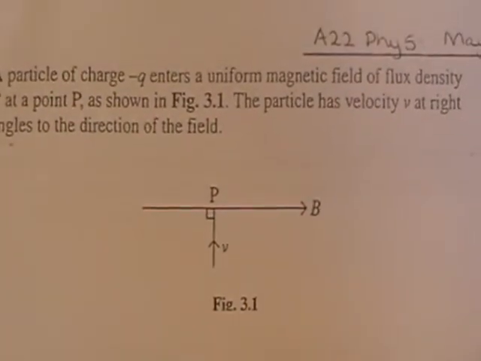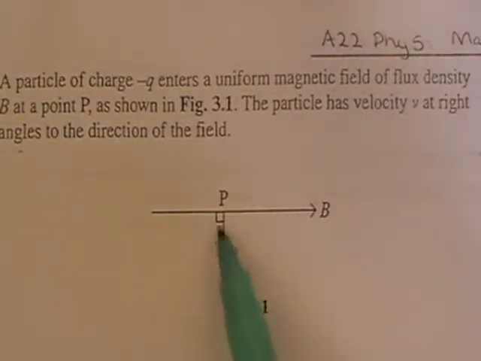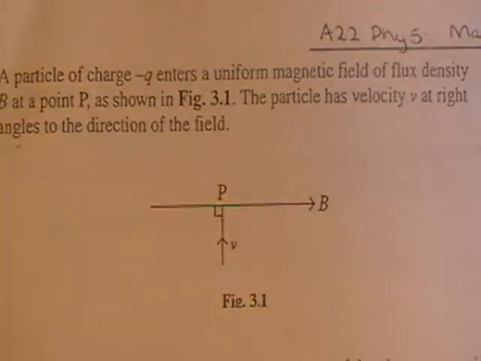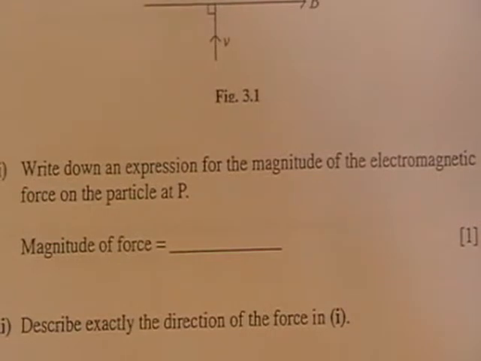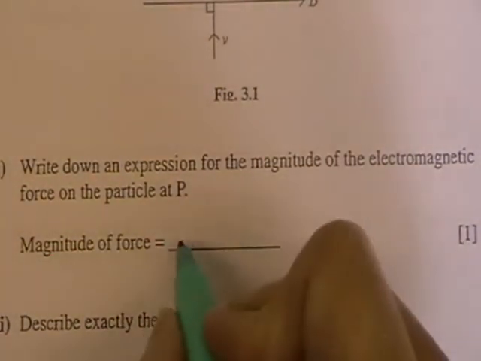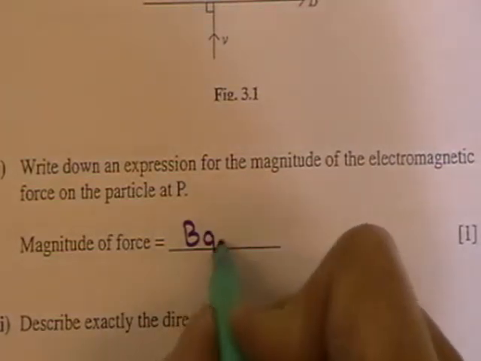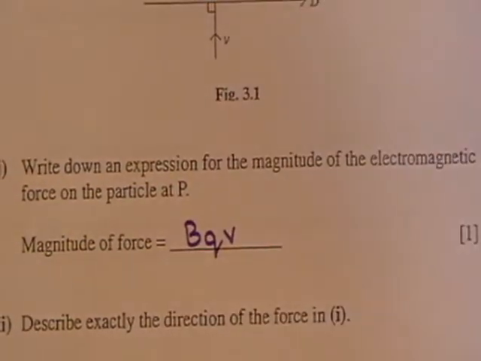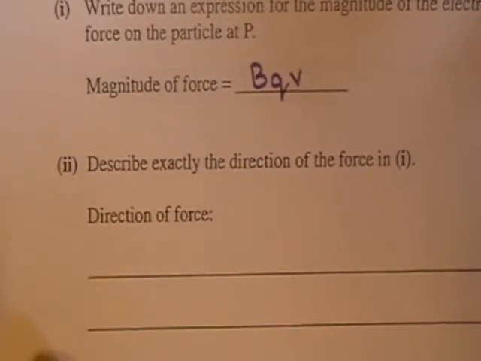A particle of charge minus q enters a uniform field of flux density B at a point P as shown in figure 3.1. So there's point P. The particle has a velocity v at right angles to the field. Write down an expression for the magnitude of the electromagnetic force on the particle at point P. And of course F is equal to B times Q, which is the charge, times V, the velocity at which it's moving.